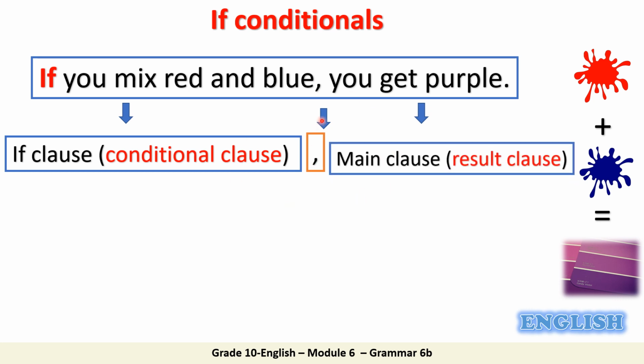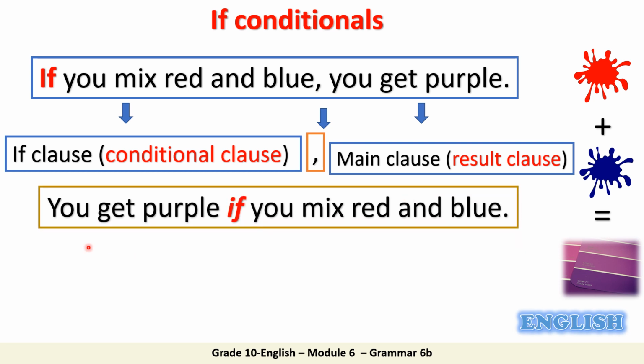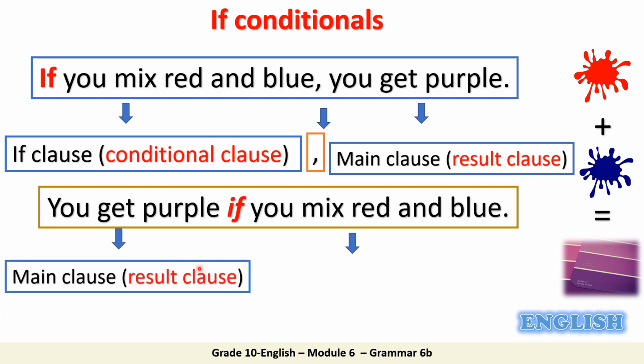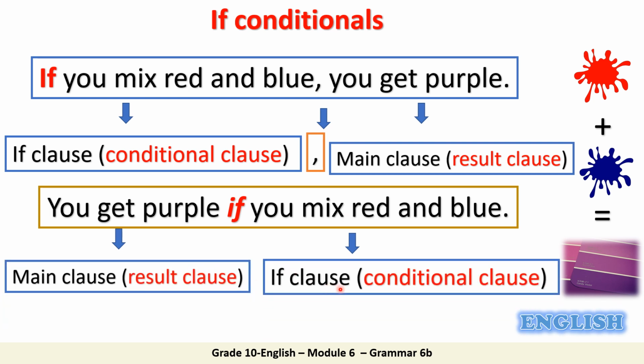by using a comma. So is it possible to start with the main clause? That's right. We can start with the main clause. Now please pause the video and try to rewrite this sentence starting with the main clause. Welcome back. So when we start with the main clause, the sentence will be, you get purple if you mix red and blue. So, can you notice the difference? The difference here is that we started with the main clause and if clause without adding a comma.